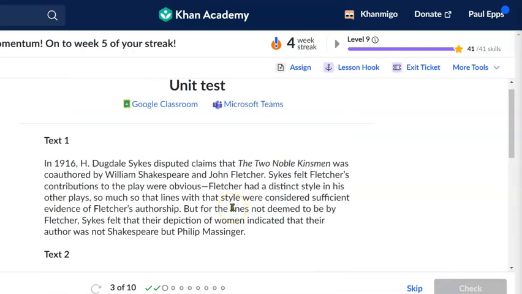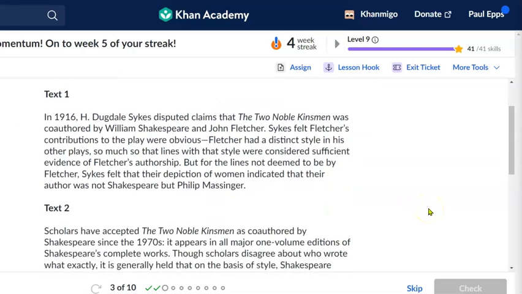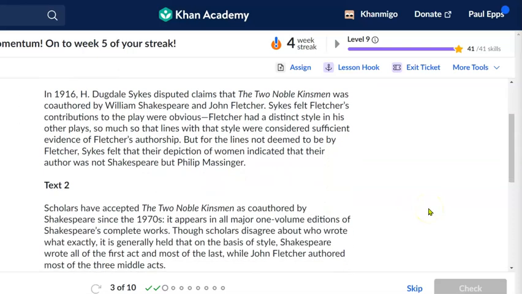All right, text 1. In 1916, H. Dugdale Sykes disputed claims that The Two Noble Kinsmen was co-authored by William Shakespeare and John Fletcher. Sykes felt Fletcher's contributions to the play were obvious. Fletcher had a distinct style in his other plays, so much so that lines with that style were considered sufficient evidence of Fletcher's authorship. But for the lines not deemed to be by Fletcher, Sykes felt that their depiction of women indicated that their author was not Shakespeare, but Philip Massinger.